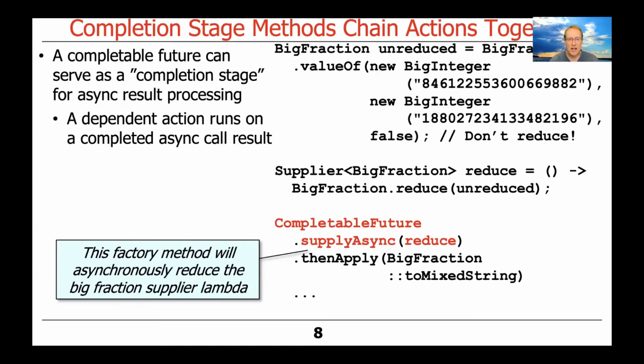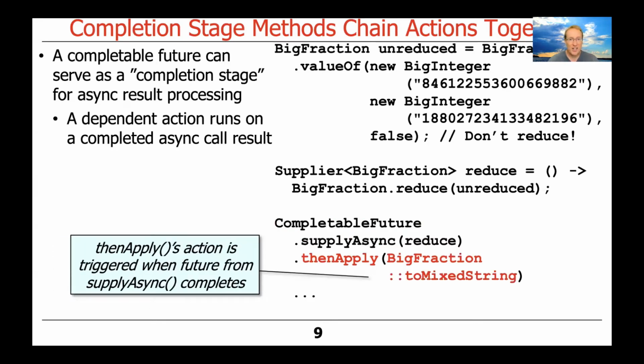What comes back from supplyAsync, of course, is a CompletableFuture. And what we do then is chain together a completion stage method, which in this case is a very simple one called thenApply. The way to think about this is that thenApply's action, which in this case is the method reference BigFraction::toMixedString, arranges to call the toMixedString method on the result of doing the reduce in the background when that asynchronous computation completes. So that's what a completion stage method is about.